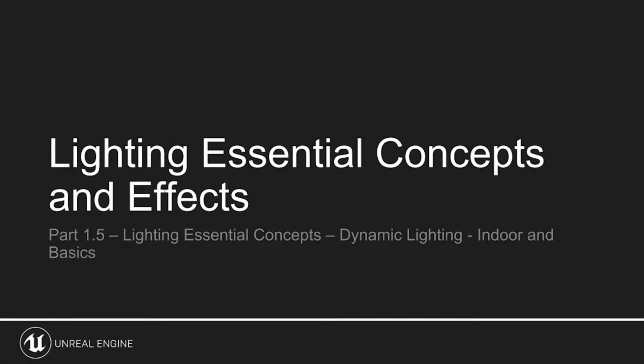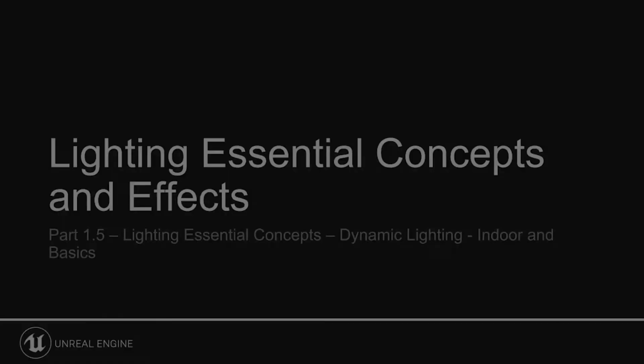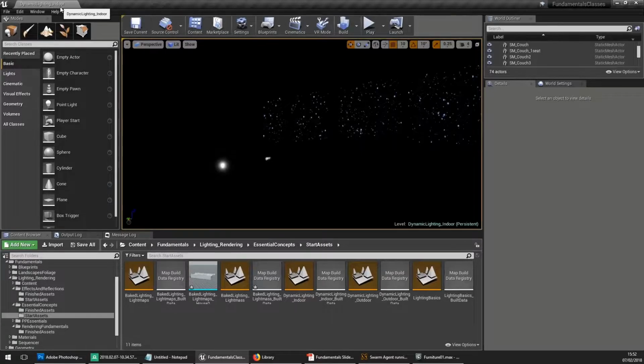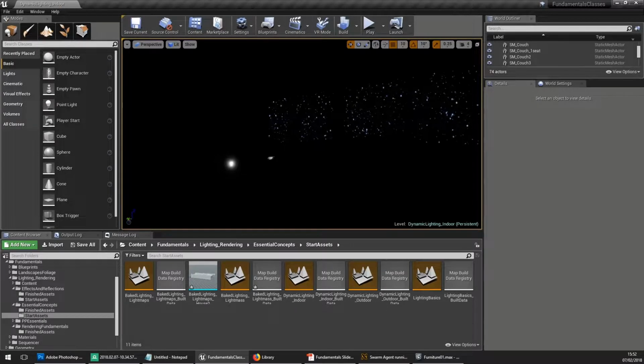In this chapter on dynamic lighting, and this is part 1, we're going to do indoor and the basics of dynamic lighting. We're going to take a look at the regular dynamic lights and shadows, so essentially the very basics of a dynamic light, stationary and movable, and basics about performance as well as quality. The level is dynamic lighting _ indoor, found in essential concepts start assets.